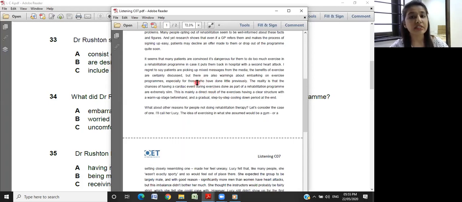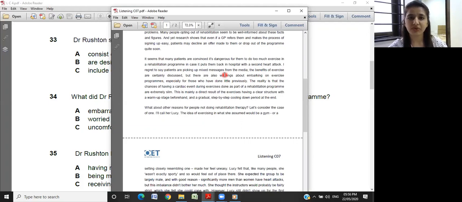So it is not his opinion. See how you can differentiate. Here it says, I regret to say patients are picking up mixed messages from the media. Now, what are those mixed messages? The benefits of exercise are certainly discussed in the media, but there are also warnings about embarking on exercise programs, especially for those who have done little previously. So this portion is about how media is portraying rehabilitation programs.